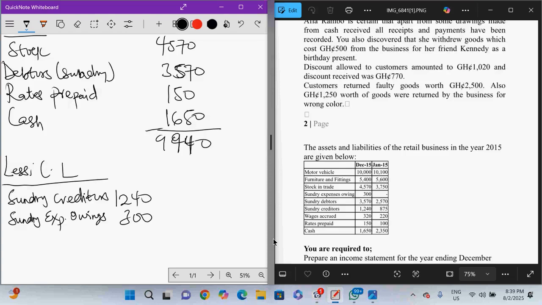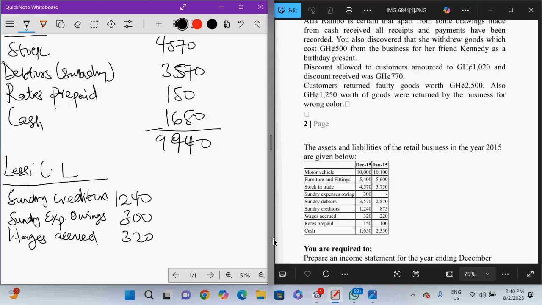The first one, we didn't bring sundry expense at the beginning because it was dash. But here it is 300. We are bringing it. Wages accrued is also a liability. All accruals, all owings, all outstandings are all liabilities. Wages accrued. What is the wages accrued at the end? 320. What else?